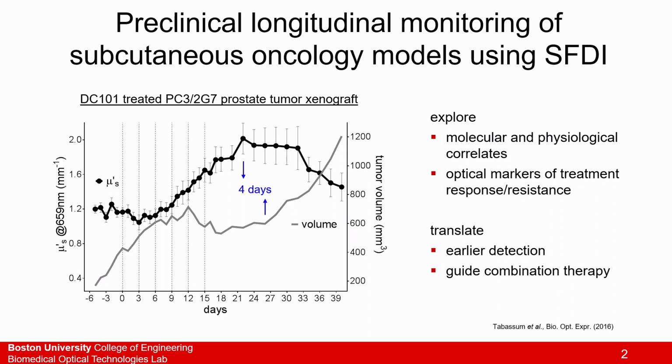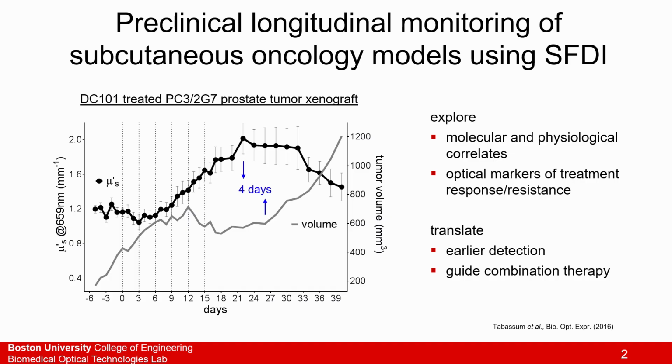So our lab has recently shown that SFDI is feasible to longitudinally monitor subcutaneous tumor in mice. Here is an example of scattering data along with tumor volume from a single representative tumor. The vertical lines here indicate days of anti-angiogenic DC-101 treatment. You can see that the scattering changes drastically over the entire 45 days of study. And there are times when the change in scattering precedes the anatomic change in tumor volume, which can be an earlier prediction of treatment response, but needs to be validated with additional studies.